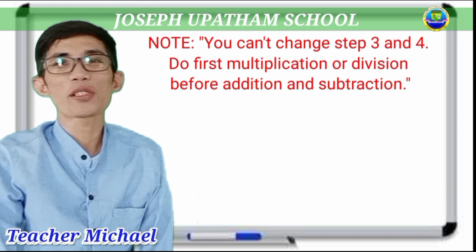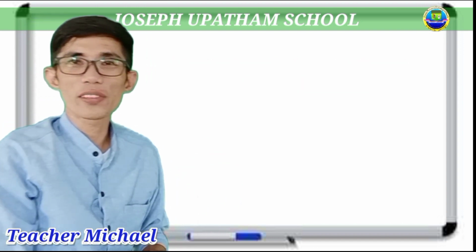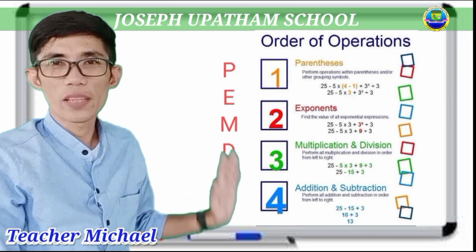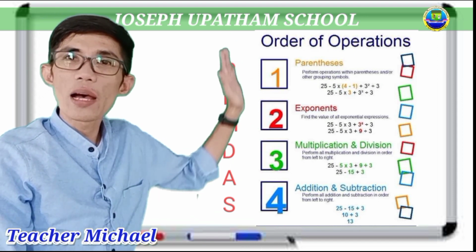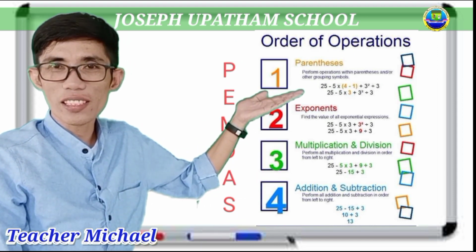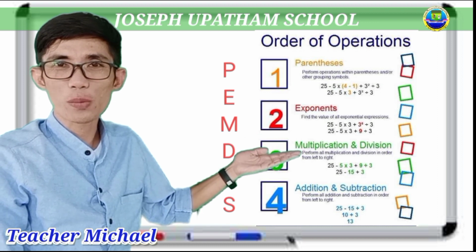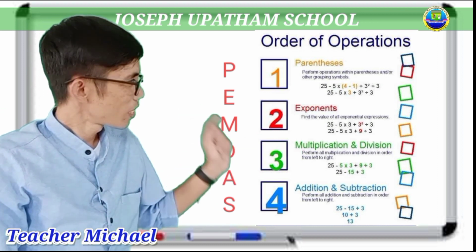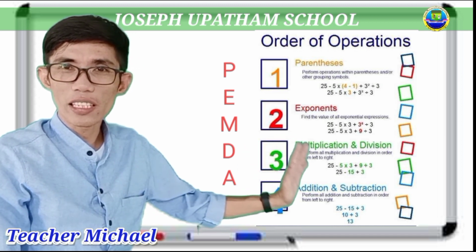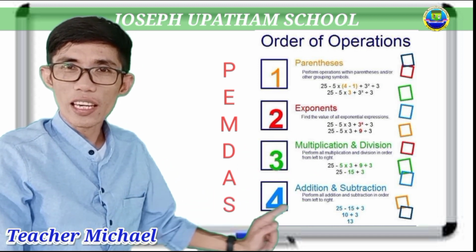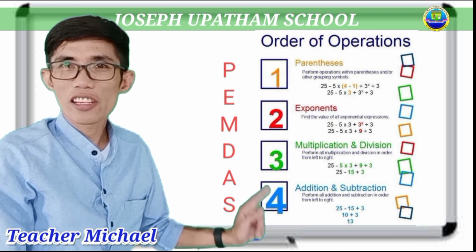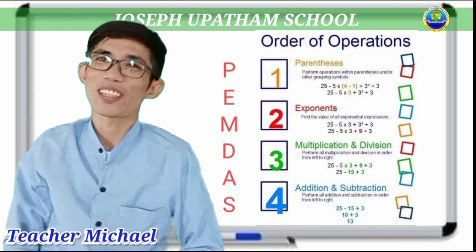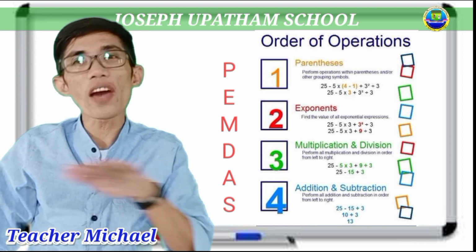And that's it, guys. Just remember the acronym PEMDAS. PEMDAS means parenthesis, E, exponent. Never mind exponent. M and D, multiplication and division. A and S, addition and subtraction. So very easy, just PEMDAS.